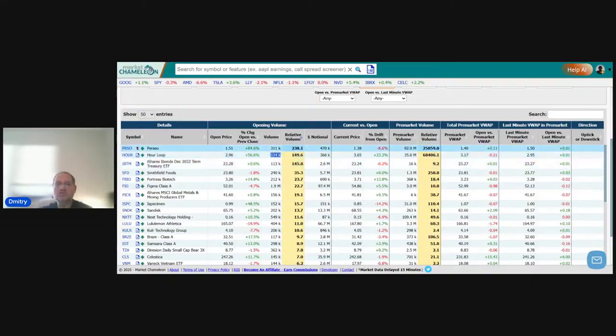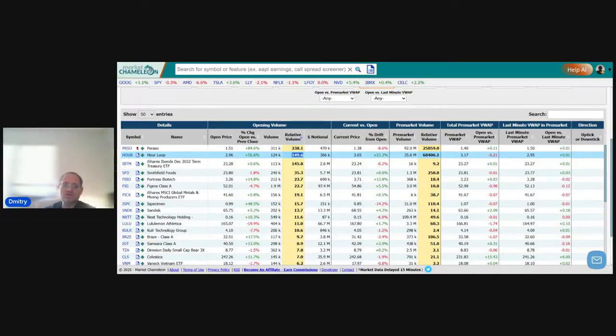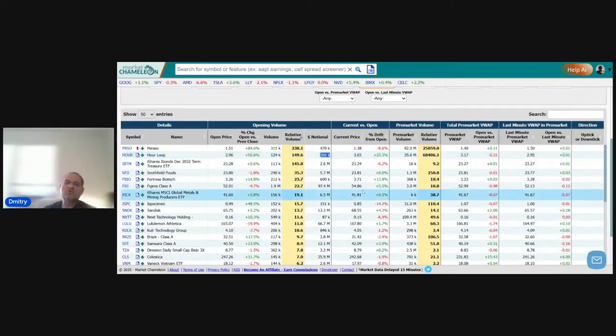124,000 is unusual because we can see there on a relative basis, that's a lot. For a stock like Apple or Tesla, it's not a lot. But for this particular stock it is a lot. So it's shown us that there's more interest than typical in this stock at the open. And here it gives us the dollar value of all the stock traded.